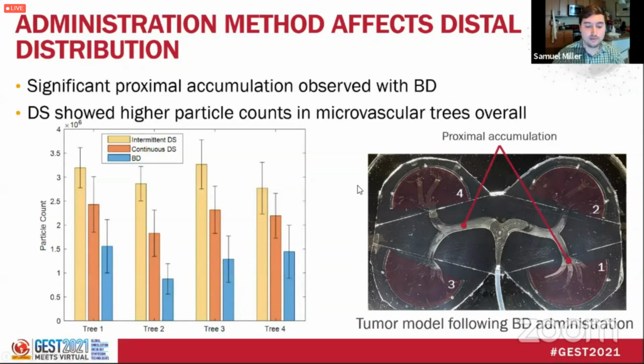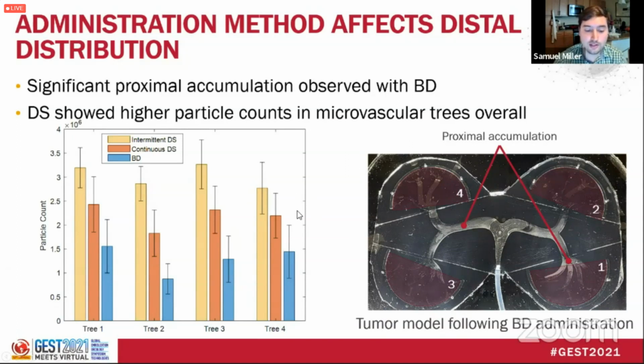So to understand why these differences exist, we can quantify the total number of particles in the microvascular trees. The model shown on the right is for a single bolus delivery case with highlighted trees corresponding to the bar chart categories on the left. This reveals that while the same quantity of particles was delivered through the catheter for each case, the dual syringe cases showed significantly higher quantities of particles inside of the microvascular trees highlighted here.